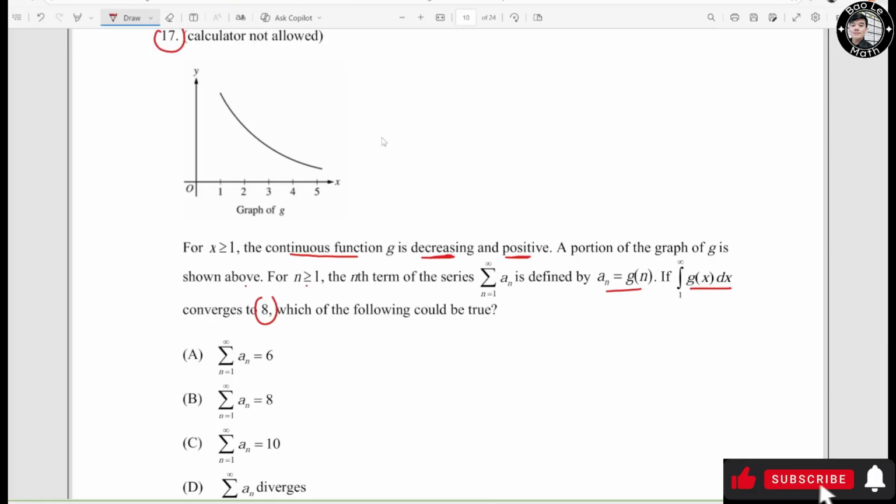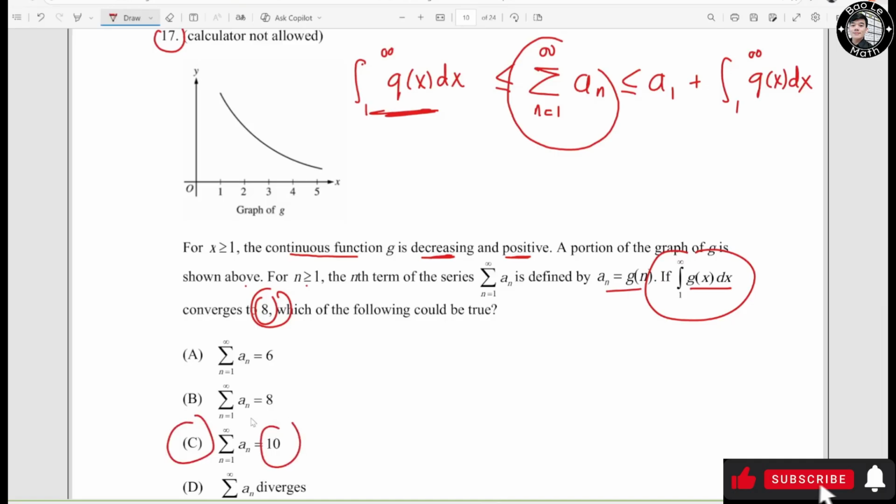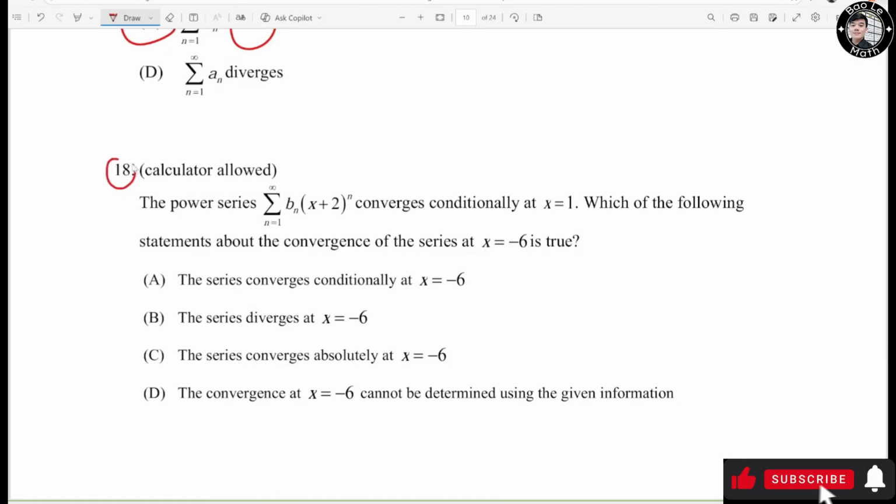So remember we have the formula. So when this converges to 8, then the series right here must be convergent to a number that is bigger than this, which is greater than 8. The answer must be C because we have 10 right here. Now let's move on to question 18.